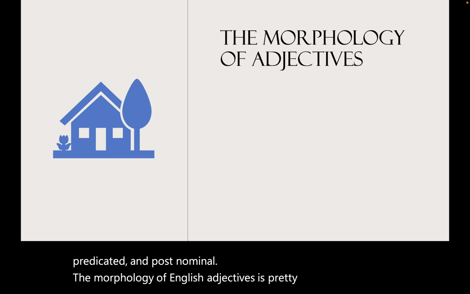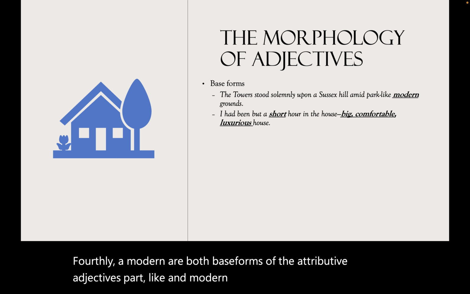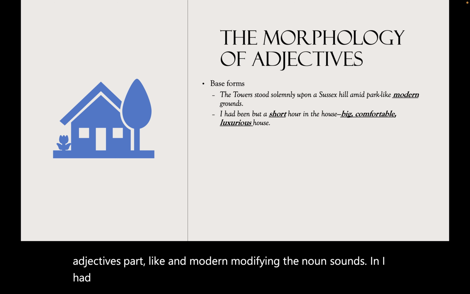For example, in the sentence, "The tower stood solemnly upon a Sussex hill amid park-like modern grounds," park-like and modern are both base forms of the attributive adjectives park-like and modern, modifying the noun grounds. In "I had been but a short hour in the house, big, comfortable, luxurious house," the adjectives short, big, comfortable, and luxurious are base forms describing the hour and the house respectively.